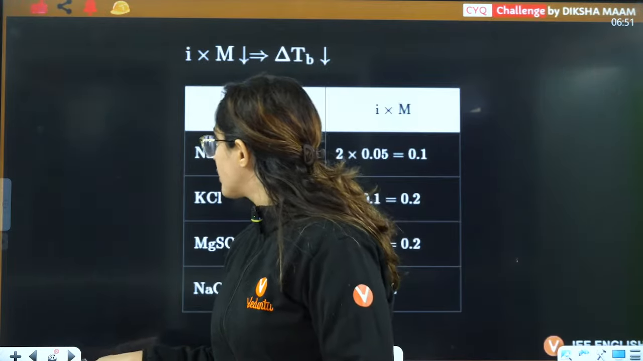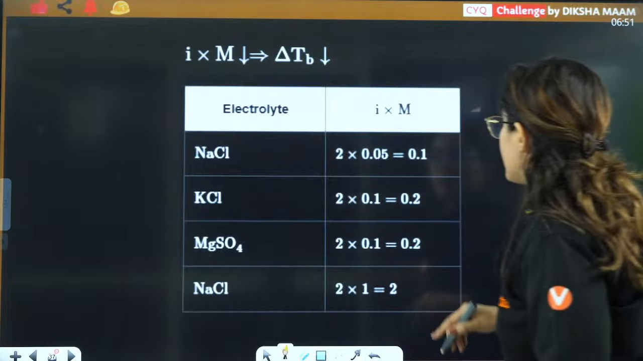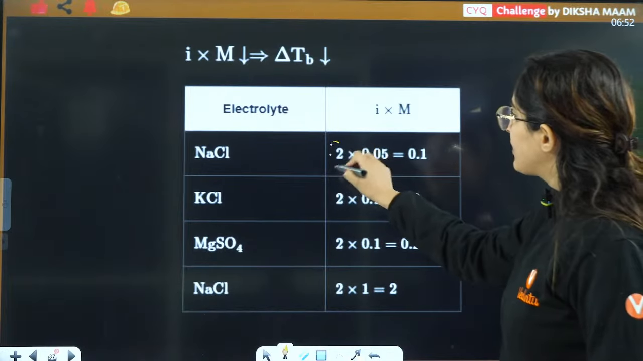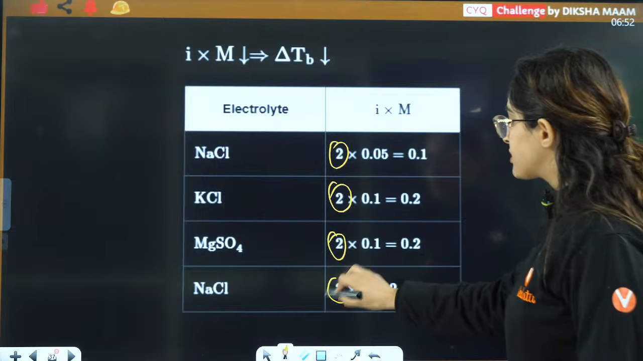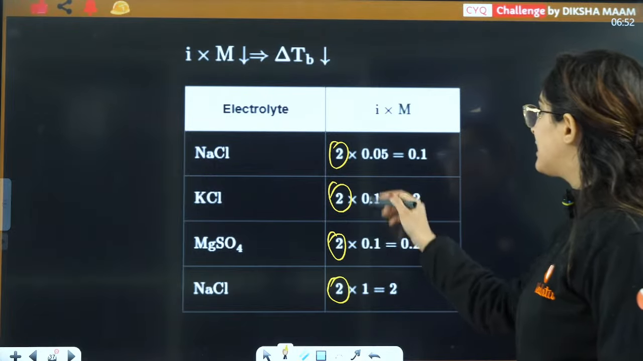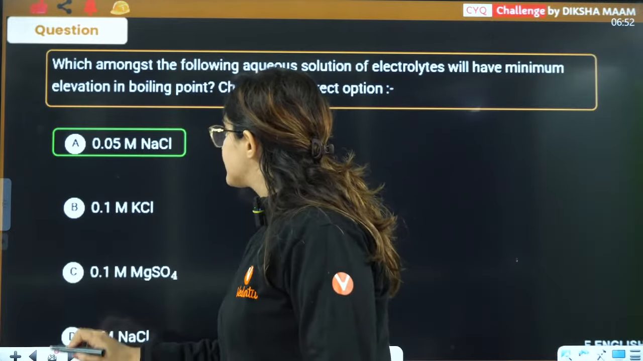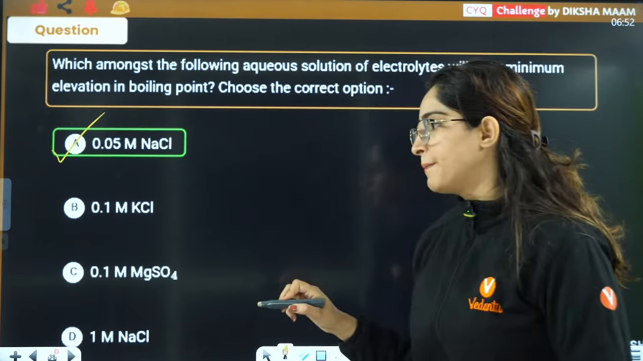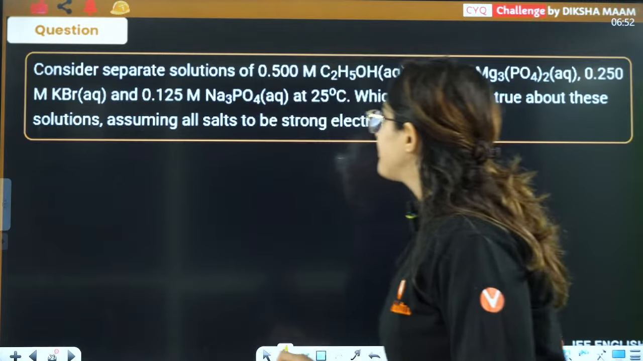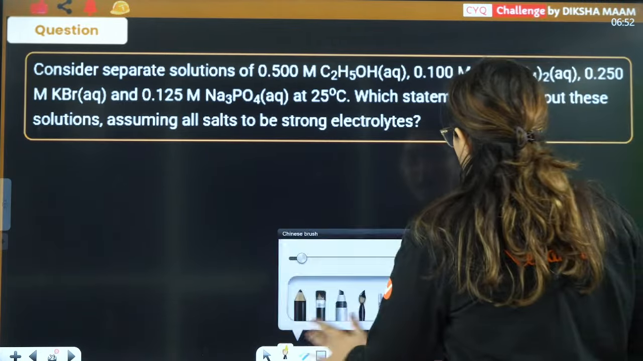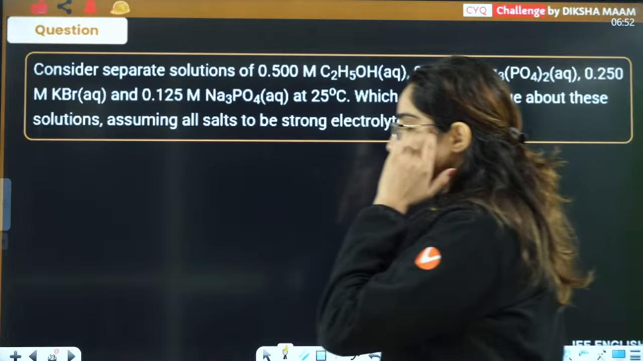i value is constant in all these cases, right? You don't need to multiply this with Van't Hoff factor because it is the same only. So I have just seen molality, and that's how I got the answer. That is A is the correct answer here. Rest everybody. Now let's do the last question of today.